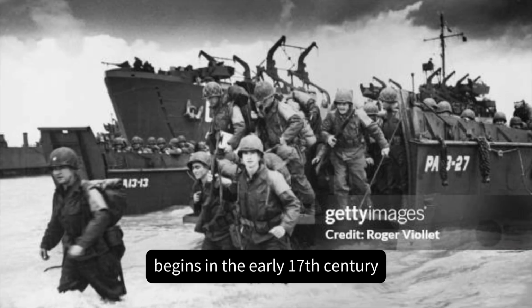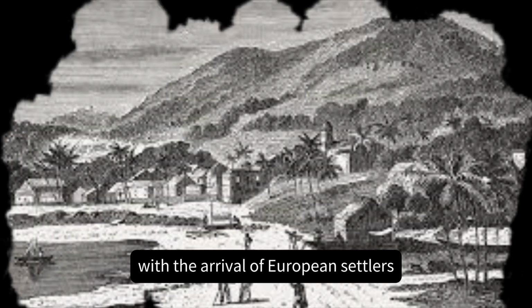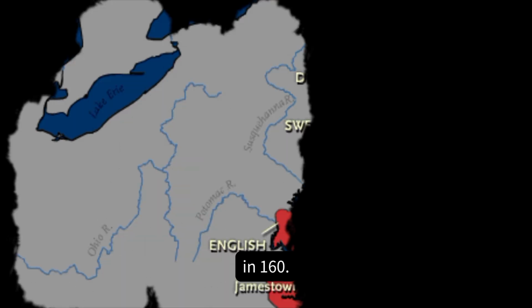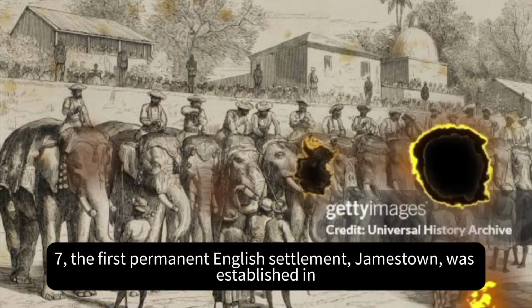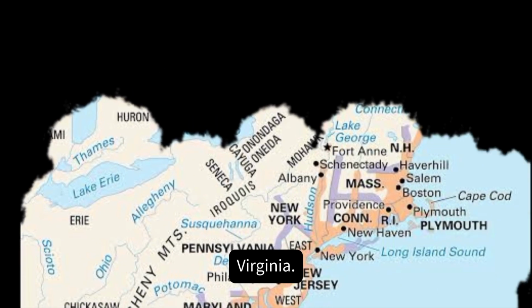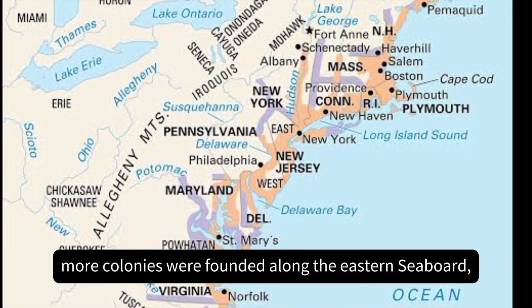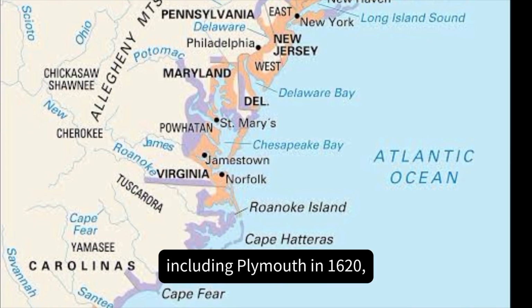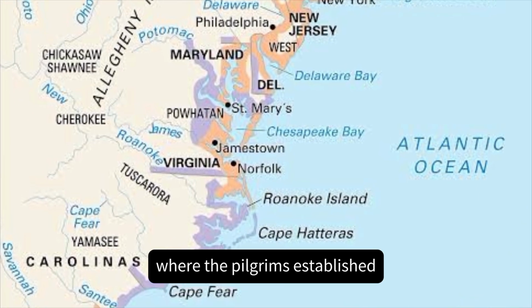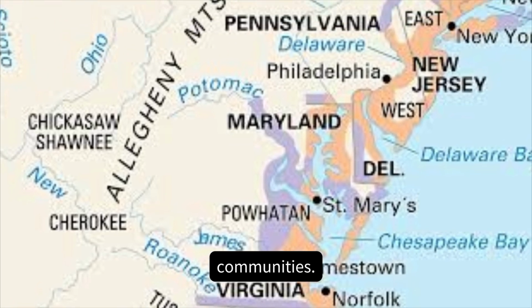The history of the United States begins in the early 17th century, with the arrival of European settlers. In 1607, the first permanent English settlement, Jamestown, was established in Virginia. Over the next few decades, more colonies were founded along the eastern seaboard, including Plymouth in 1620, where the Pilgrims established one of the first self-governed communities.